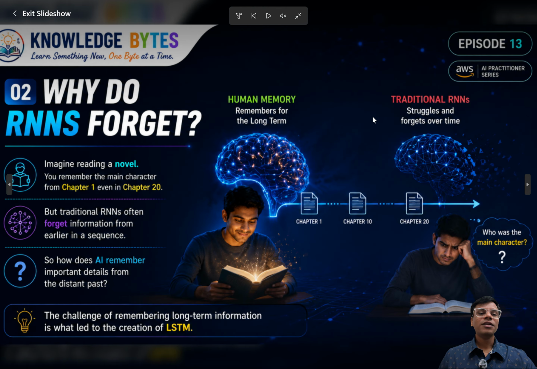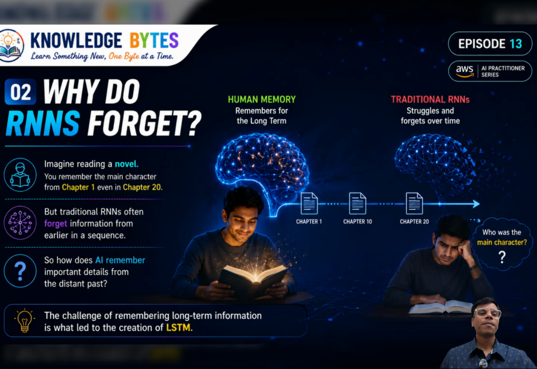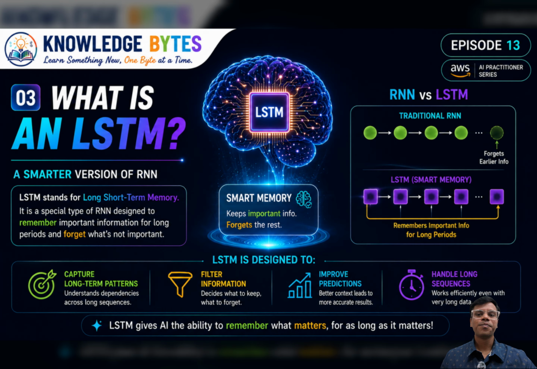And now, why do RNNs forget? Imagine reading a book, and even after many chapters, you still remember the main character introduced at the beginning. Humans naturally maintain a long-term memory. Traditional RNNs struggle to do the same. As information passes through many steps, earlier details begin to fade out. Eventually, important context gets lost. This challenge motivated researchers to create a smarter memory architecture. So that's where we come to the LSTM.